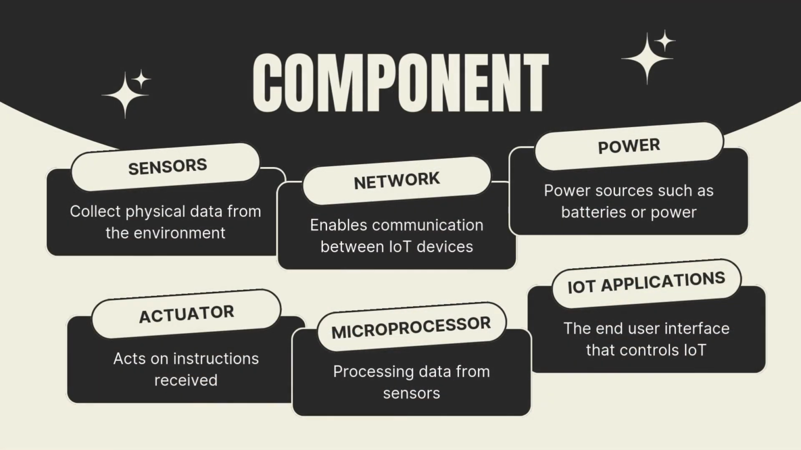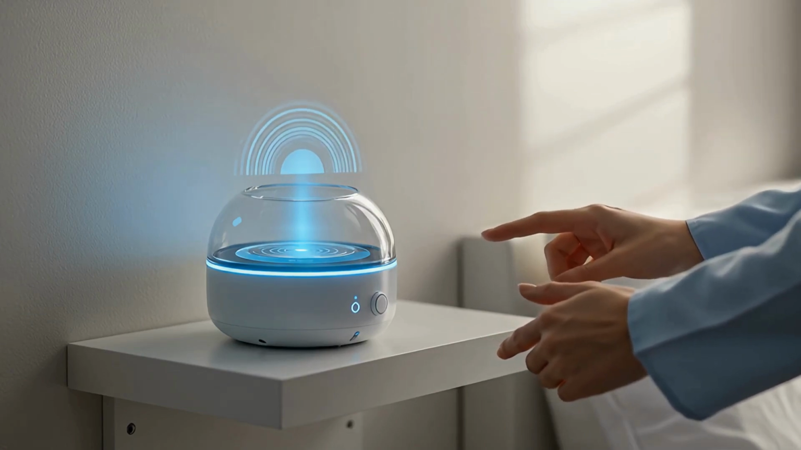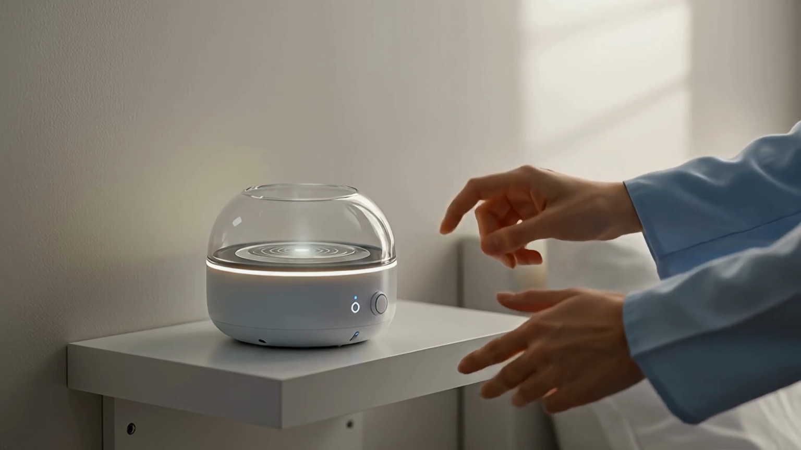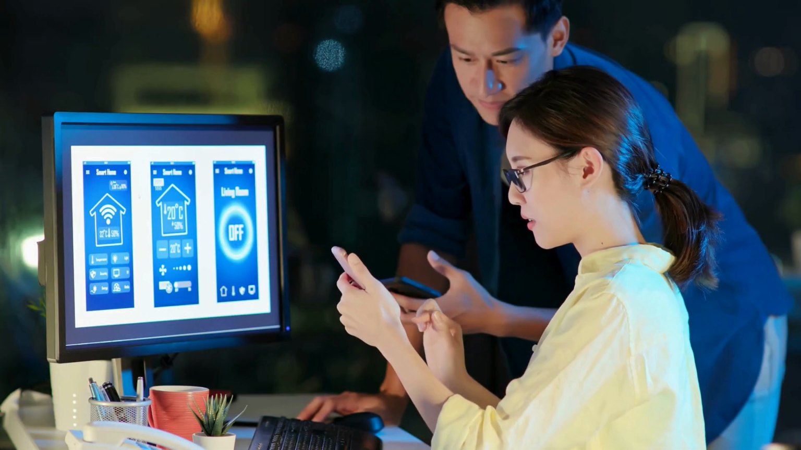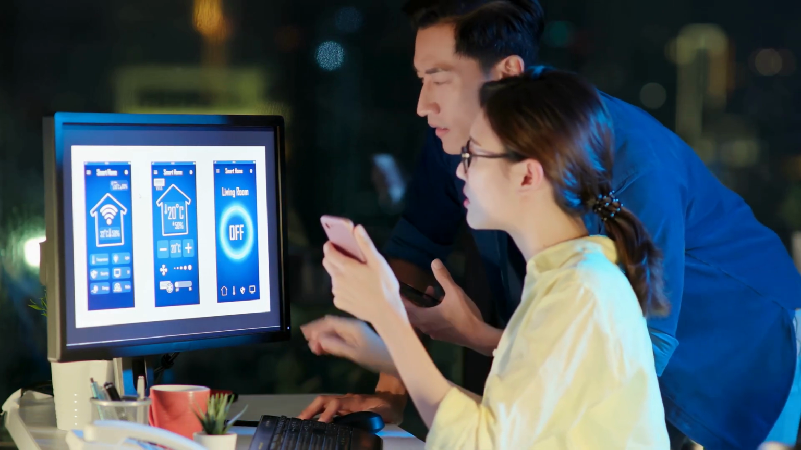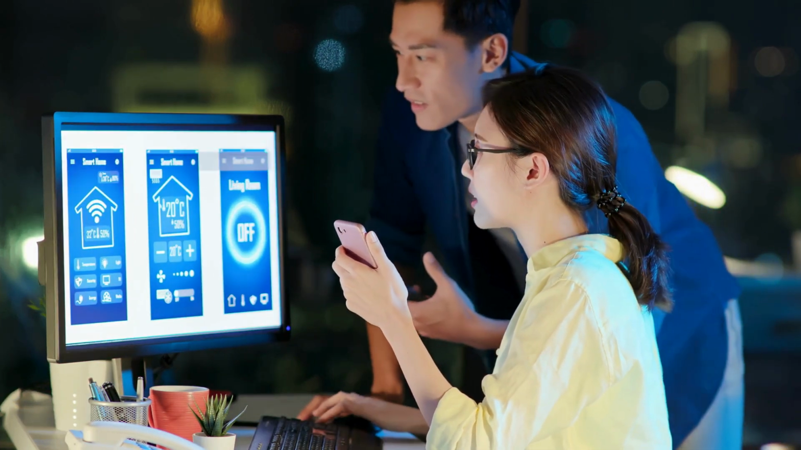An IoT system consists of several key components. Sensors collect data from the environment, while microprocessors process this data. Networks enable communication between devices, and actuators perform actions based on instructions. Power sources keep devices running, and IoT applications provide user control and monitoring.